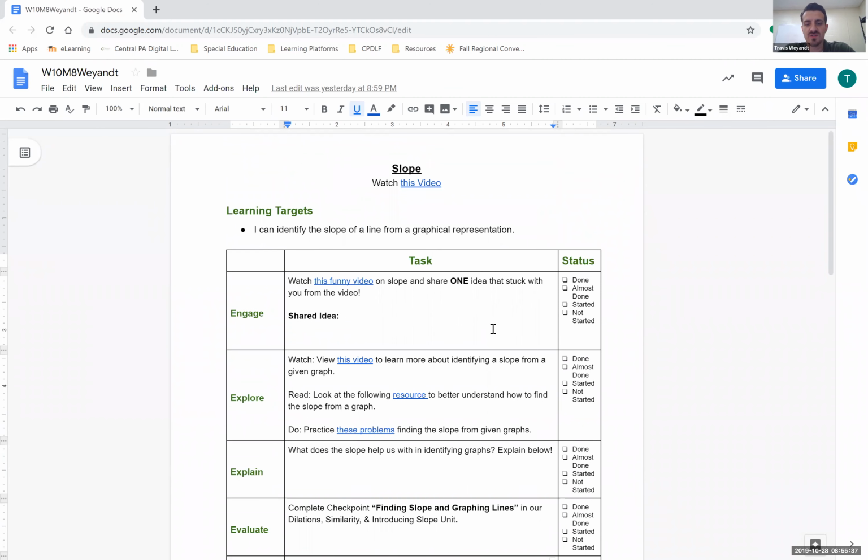So if you have any questions this week, please let me know. Again, this is just a general idea of the word slope and being able to identify it, and we'll get deeper next week as we do our next instructional video. But again, it's identifying the slope from a graph and being able to go from there.